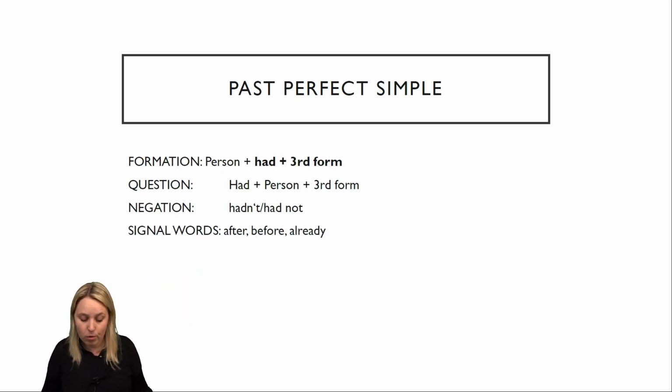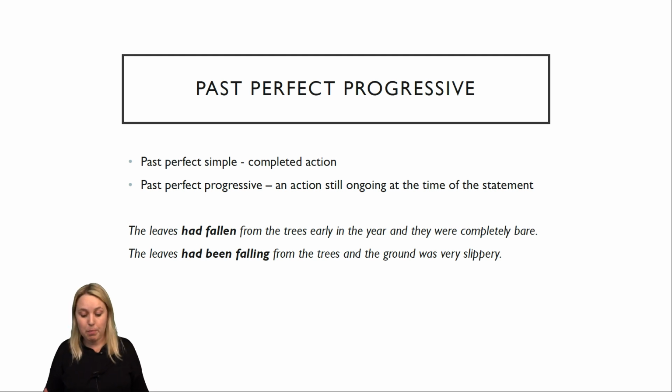So how to form the past perfect simple? Again, we need a person, whether it's James or John, and had, and the third form of the verb. Or of course, if it's a regular verb, we just need an ed at the end. So he had gone, or he had played. Good. In the question, we need had, person plus third form, and for the negation, just add a not to it. Signal words: after, before, already. Then we also have the past perfect progressive, again, ing form.